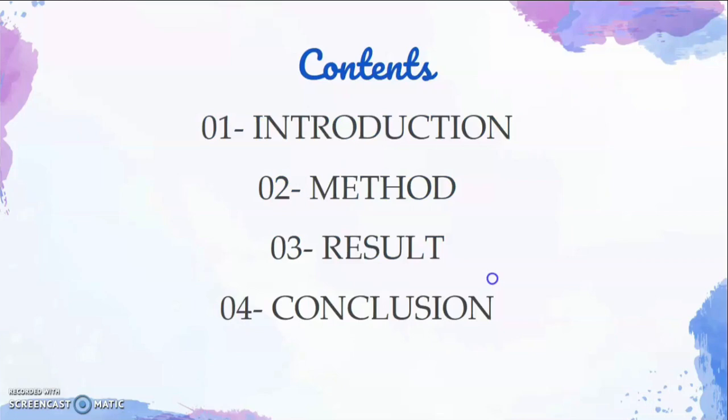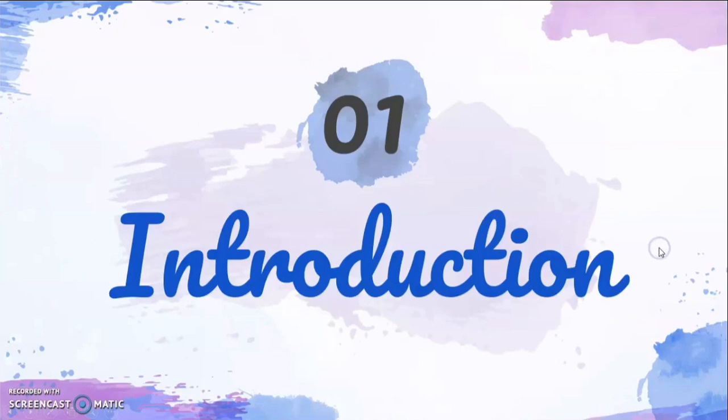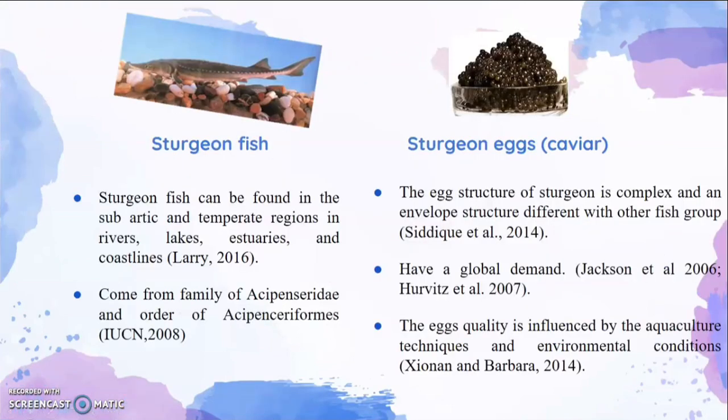This is my content. It includes introduction, method, result, and conclusion. First is introduction. Sturgeon fish can be found in the subarctic and temperate region in rivers, lakes, estuaries, and coastline. It comes from the family Acipenseridae and order Acipenseriformes. The egg structure of sturgeon is complex and has an envelope structure different from other fish groups.